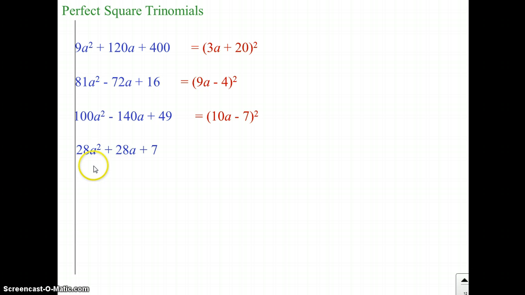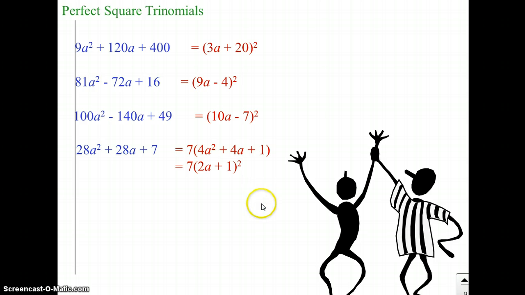Try this one. Square root of 28a squared is not a perfect square. 7 does not have a perfect square root either. So we're going to have to take a common factor. That's the first kind of factor we should always look at. So I factored a common factor of 7. I divide a return by 7. We get 4a squared plus 4a plus 1.